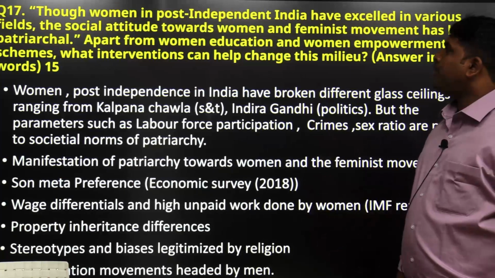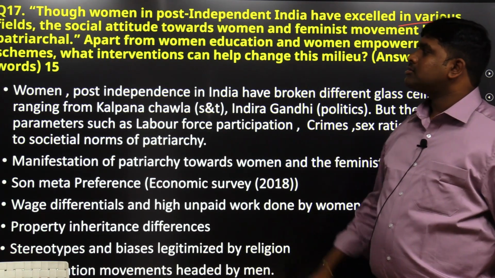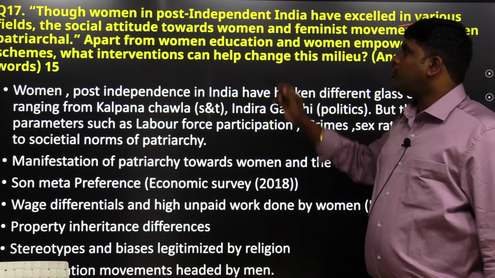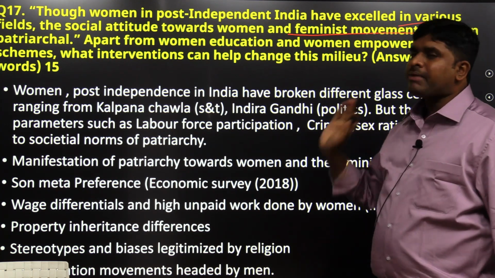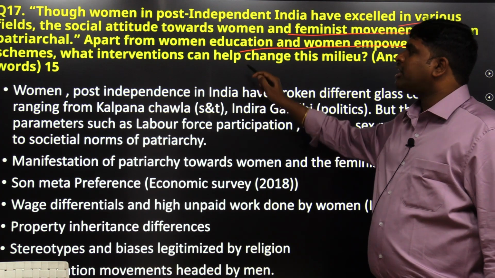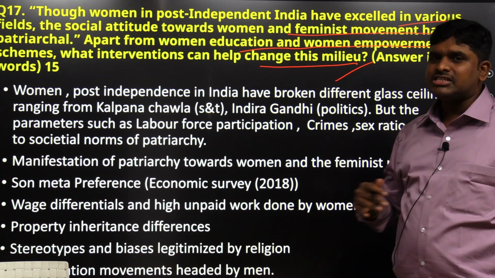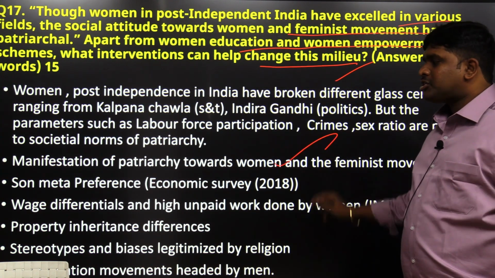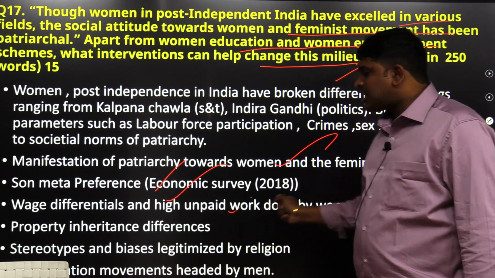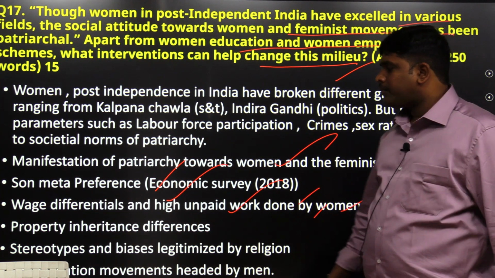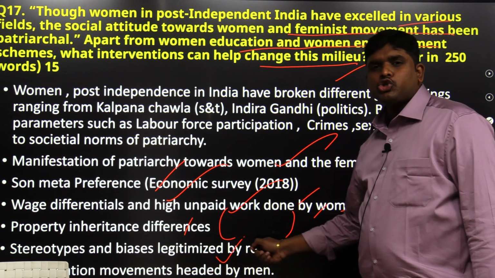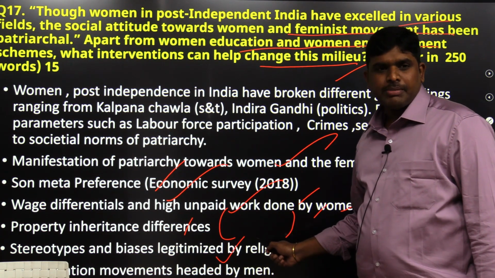Women in post-independent India have excelled in various fields. The social attitude towards women and feminist movements has been patriarchal. Apart from women's education and empowerment schemes, what interventions can help change this milieu, this gap? Manifestations of patriarchy: son meta preference, wage differentials, high unpaid work done by women, property inheritance differences. Here you are right, thanks to the Supreme Court's recent judgment two days back.